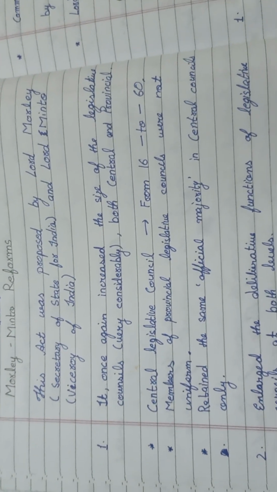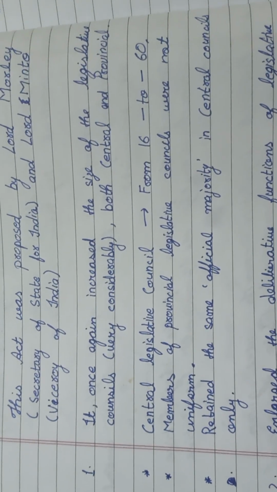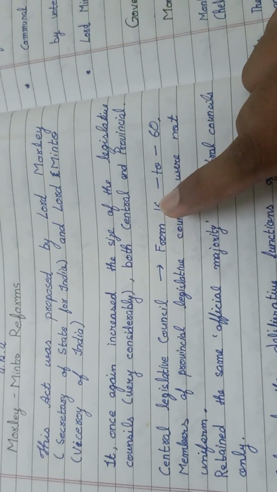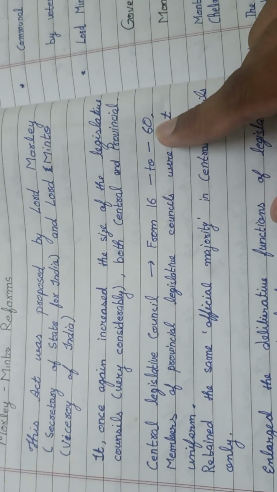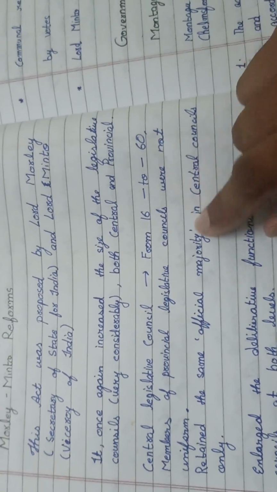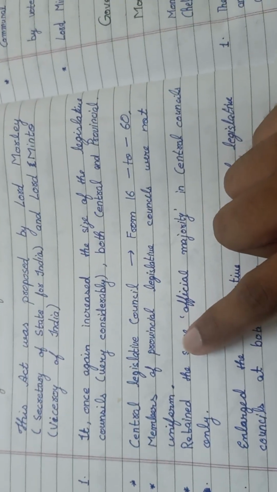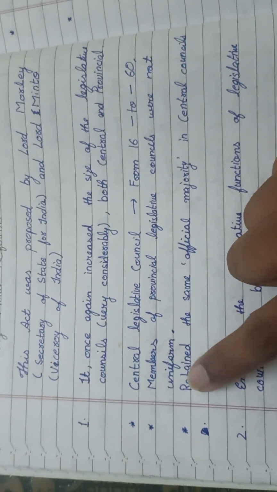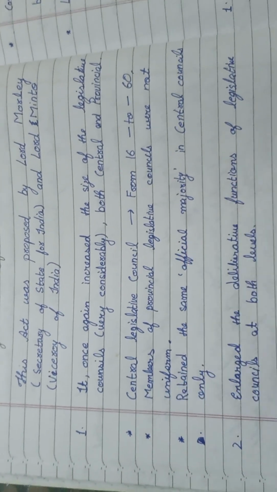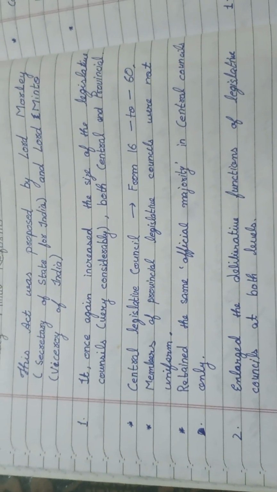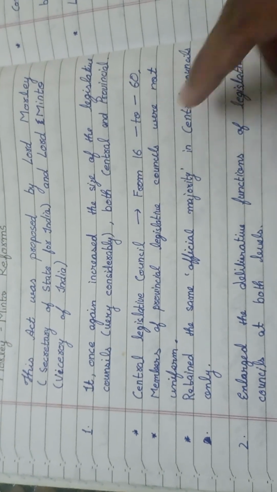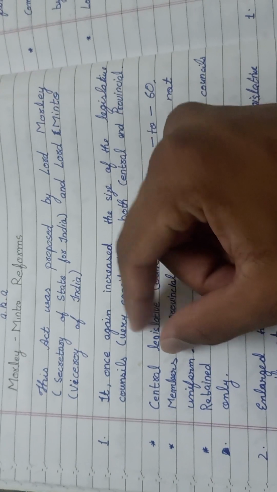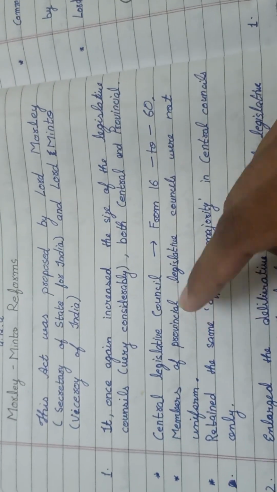Now HP, Harry Potter or helping point. Central Legislative Council: the number of members of the Central Legislative Council was increased from 16 to 60. You can say such a considerable amount of increase. Second HP, members of provincial legislature. You can also remember these HPs as life savers. They help you remember or understand the point. I'm giving you some HP to restore your HP.